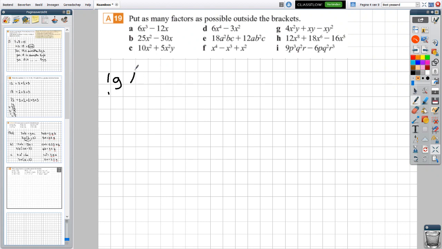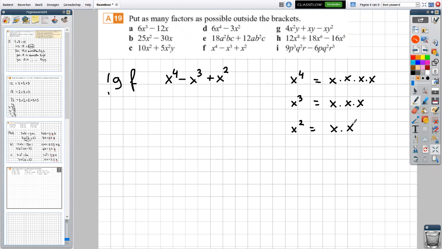Let's say exercise 19f, because that could be a tricky one for some of you. X to the power of 4 minus x to the power of 3 plus x squared. How am I going to solve this one? Well, first write down what those terms exactly mean. Like this. Remember, x to the power of 4, I write down like this: x times x times x times x. Here I have x times x times x. And this one is just x times x.